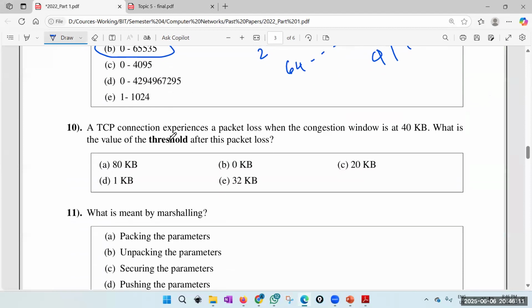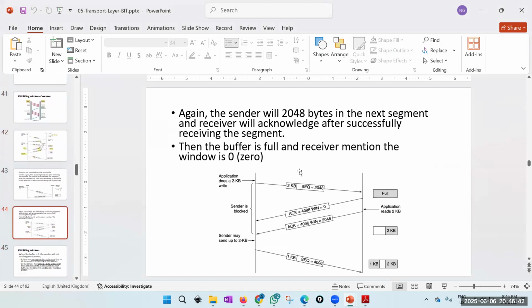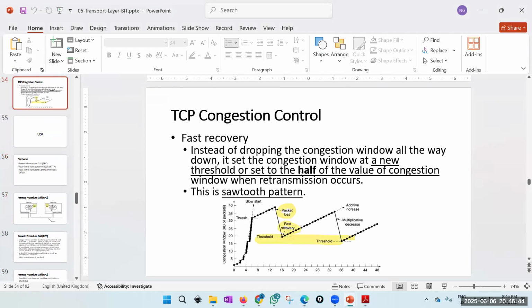Right, next question. A TCP connection experiences a packet loss when the congestion window is at 40 kilobyte. What is the value of the threshold after this packet loss? Remember, every time there's a packet loss, we discussed the sawtooth, right? It reduces it to half. Okay, let me open that note in the transport layer. Right, easy.